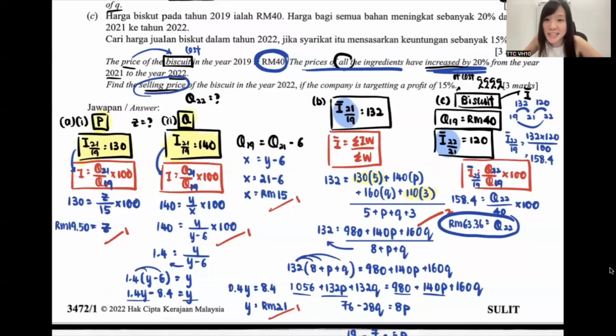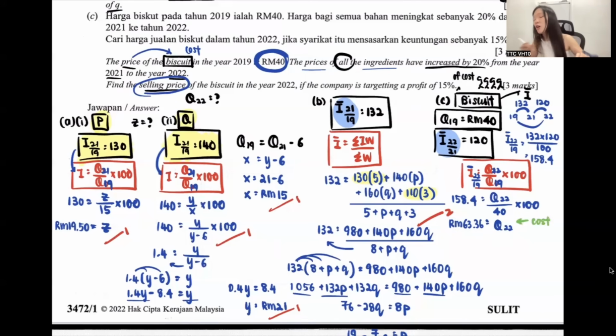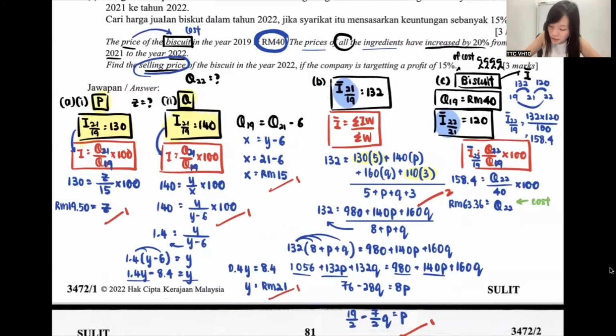So this is whatever you get after 20% and 32%, but I don't want this because it is eventually the cost. I don't want the cost. I want the selling price you sell to the people. So how do you find it? The question only provides the profit of 15%, so you are going to find the selling price based on percentage.